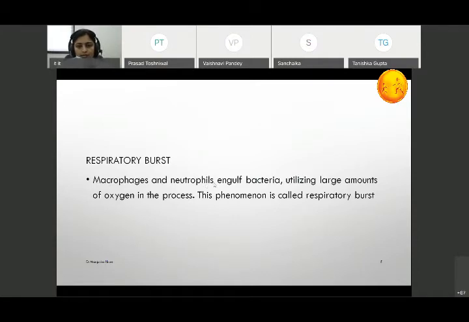Macrophages and neutrophils, they engulf bacteria. This is known to you. Macrophages and neutrophils engulf bacteria, utilizing large amount of oxygen in the process. This phenomenon is called respiratory burst. While engulfing bacteria, these macrophages and neutrophils utilize large amount of oxygen. That consumption of large amount of oxygen by these macrophages and neutrophils is known as respiratory burst.